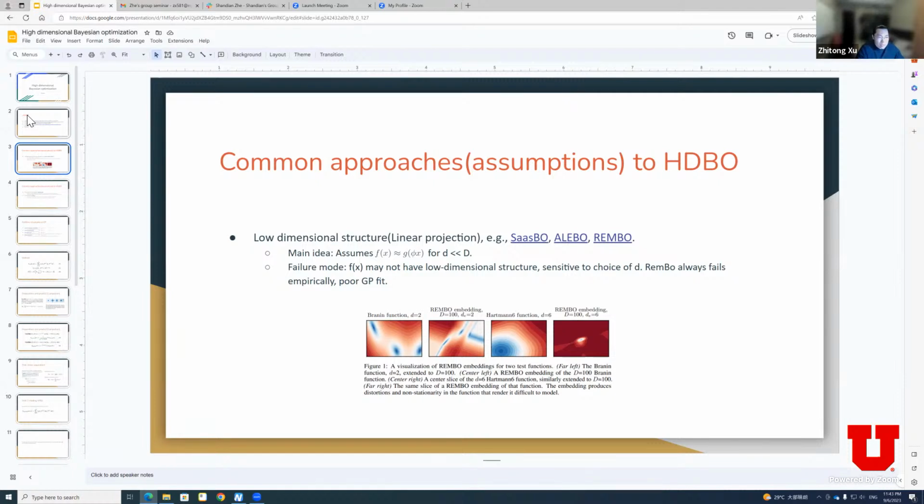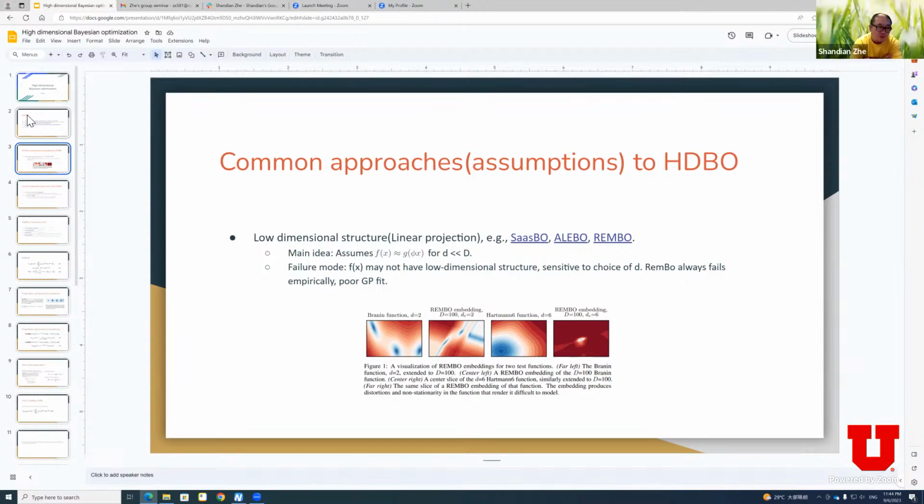The common approaches to high-dimensional Bayesian optimization are based on assumptions. The first approach assumes there is a low-dimensional structure or a linear projection. The most famous papers are Rembo, a really old one, which stands for random embedding Bayesian optimization, and Alebo, which is built upon Rembo, and SAASBO, which stands by itself and uses a sparsity-inducing prior. The main idea of this approach is that it assumes there is a projection matrix, phi, that transforms the high-dimensional input space into a low-dimensional subspace, and we learn a function there.